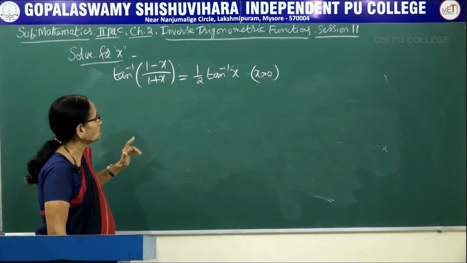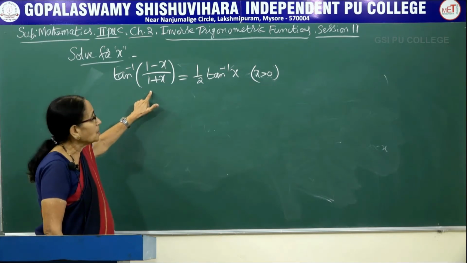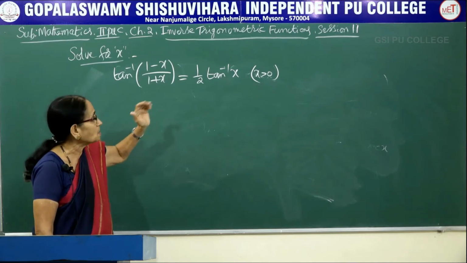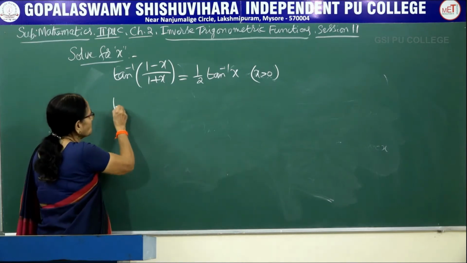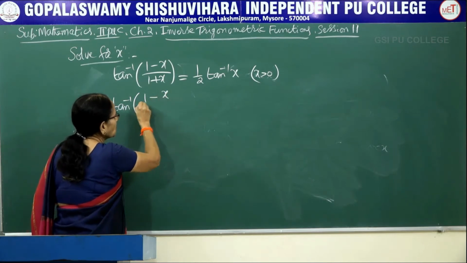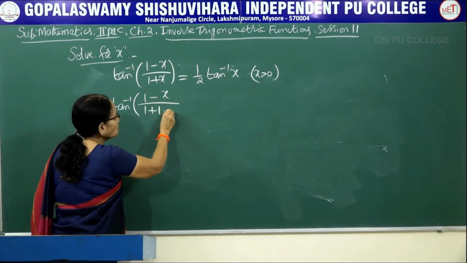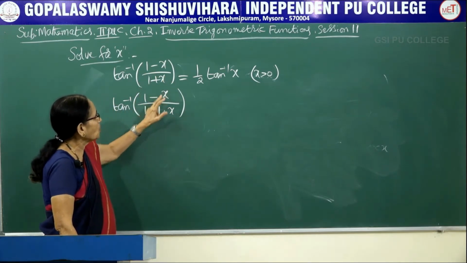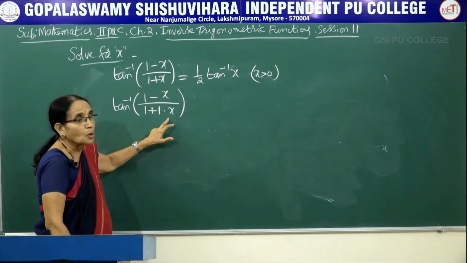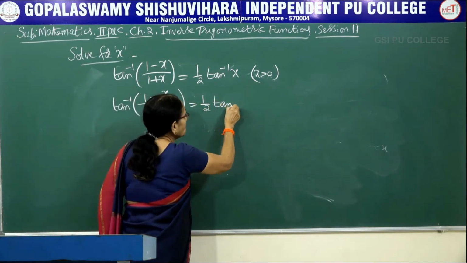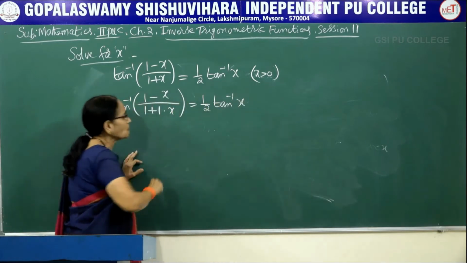So what I do is, I use the property and write this in a simpler way, so that easily you can get the value of x. Look at the left hand side. I rewrite that in another way so that I can make use of a property. That is 1 minus x over 1 plus x, I am writing 1 into x, that is equal to half of tan inverse x. Now look at the left hand side.